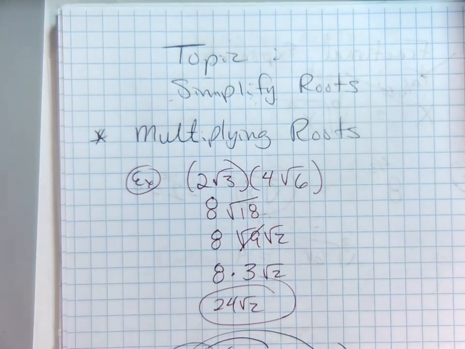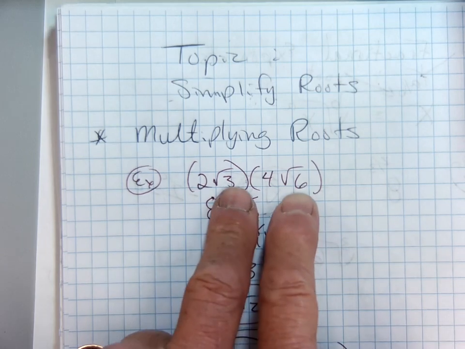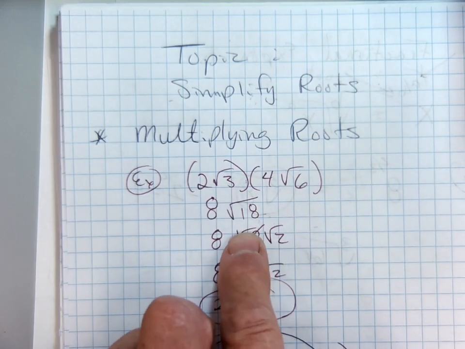So we multiply integers with integers. 2 times 4 is 8, and square roots with square roots. Square root of 3 times square root of 6 is square root of 18.